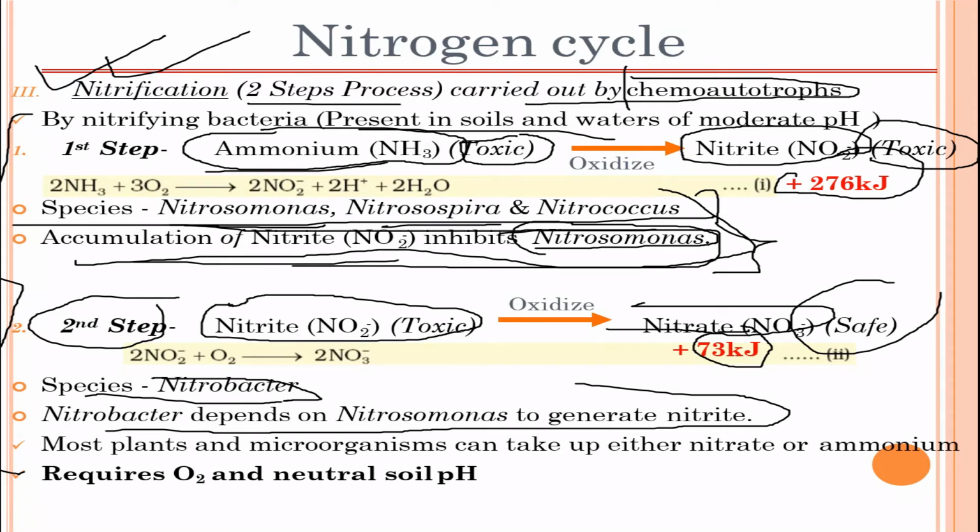The amount of Nitrosomonas is very important for conversion of nitrite to nitrate. Accumulation of nitrite won't be advisable because it will inhibit the working of Nitrosomonas. So Nitrobacter depends on Nitrosomonas to generate nitrite, and most plants and microorganisms can take up either nitrate or ammonium, and it requires oxygen and neutral soil pH.